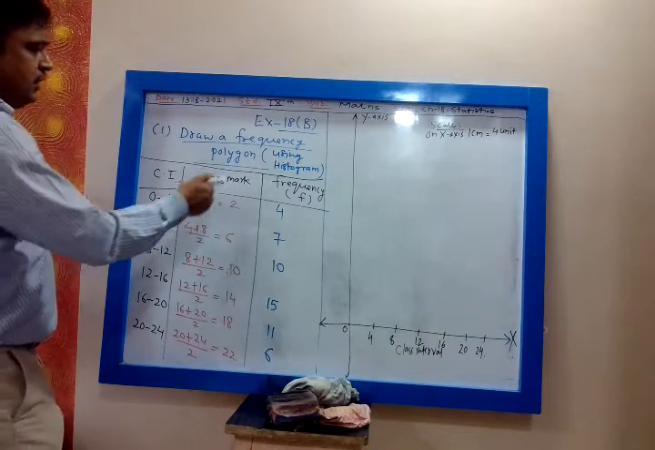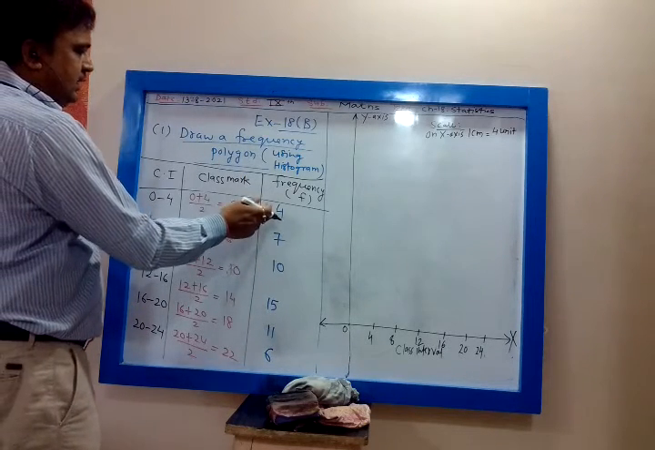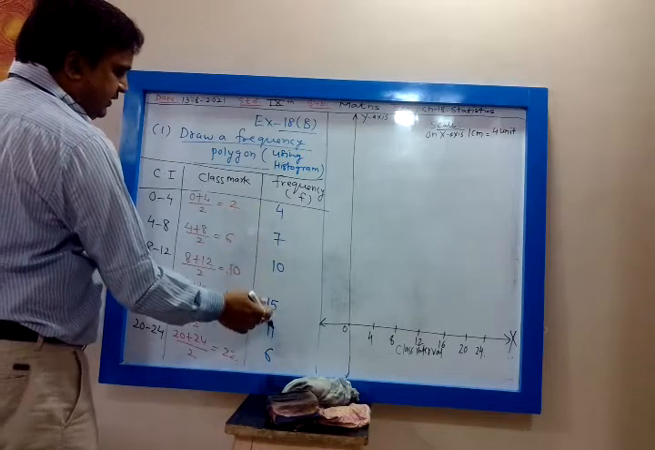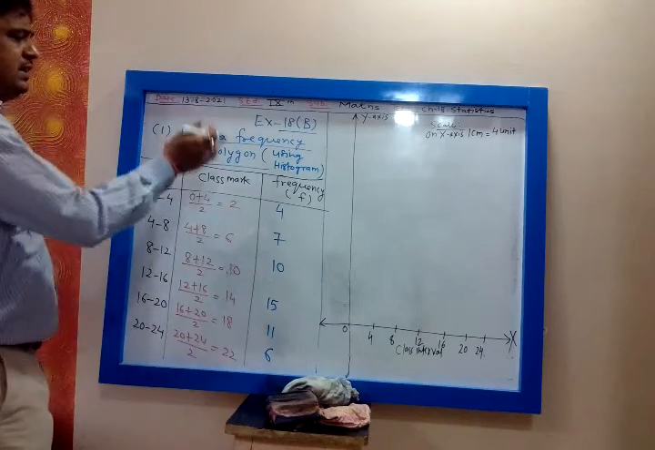Now see this frequency table. It is 4, 7, 10, 15, 11, 6. Which is the maximum?